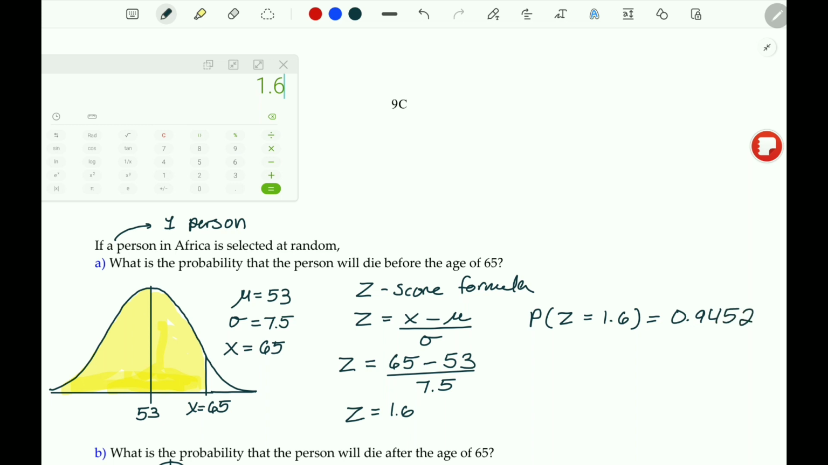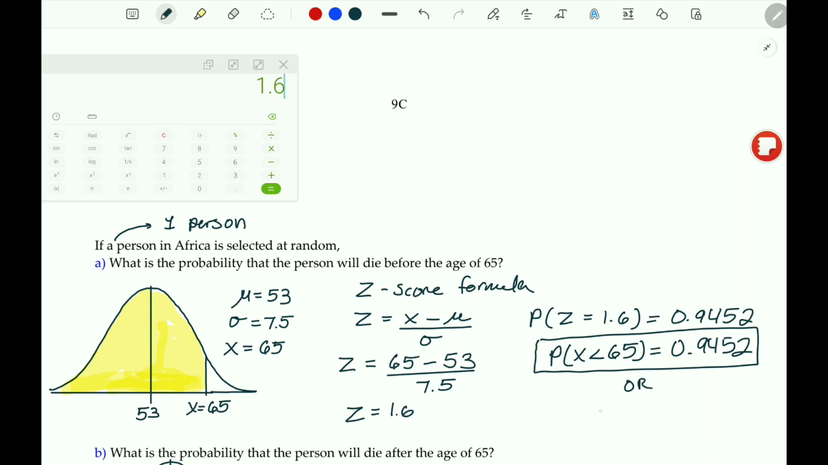And because the area is shaded to the left, this probability will be used for our final answer. So the probability that a person will die before the age of 65 is 0.9452. Or if you want to give a percentage, we can say that's 94.5%. Either one should suffice.